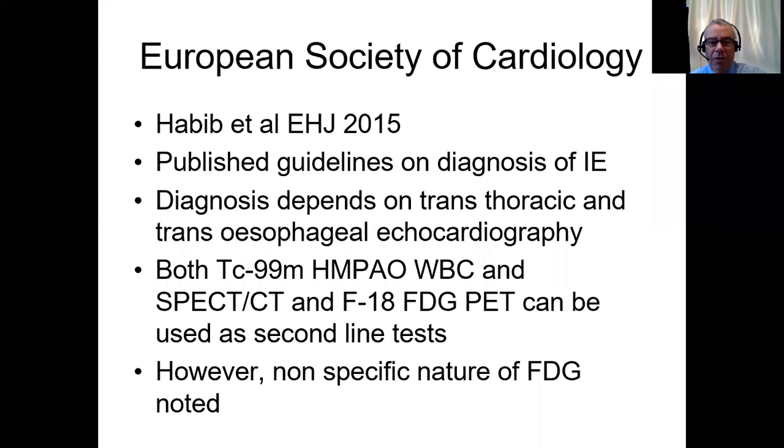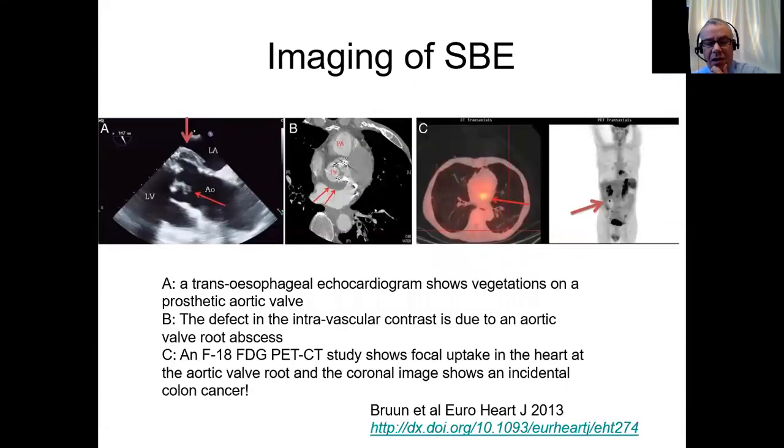So the European Society of Cardiology and the European Association of Nuclear Medicine tried to put together some joint guidelines. Now, most of the time this is diagnosed using transesophageal echocardiography, but both groups decided that nuclear medicine imaging, particularly using labeled white cells or PET, was a good second line test, but they did note that the FDG uptake may be non-specific.